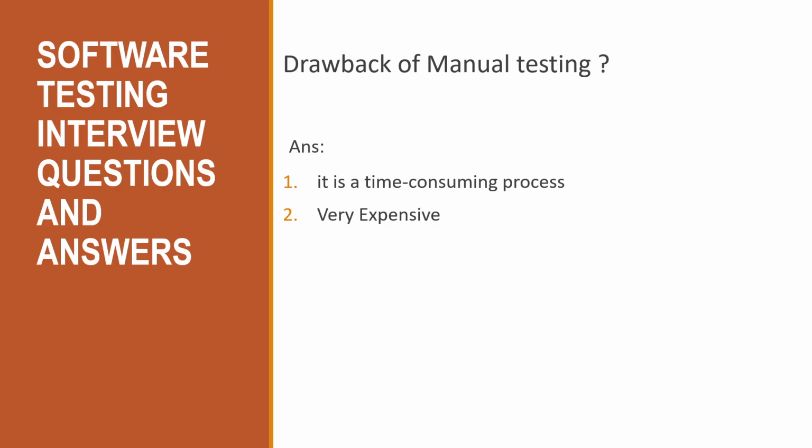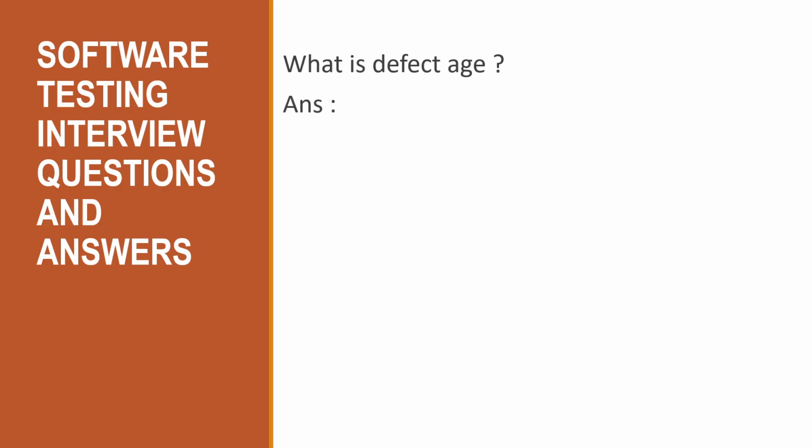Okay, these are the drawbacks. Coming to the next question, what is defect age? So defect age means suppose today you have raised a defect and after 10 days they are able to fix it. In that case you can say the defect age is 10 for that particular defect. So 10 days is the defect age because today I have raised it but they are not able to fix it and they are fixing it after 9 days. So on the 10th day they are fixing your defect.